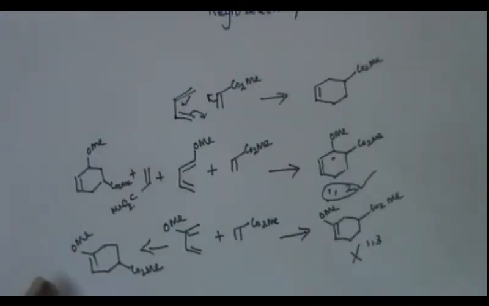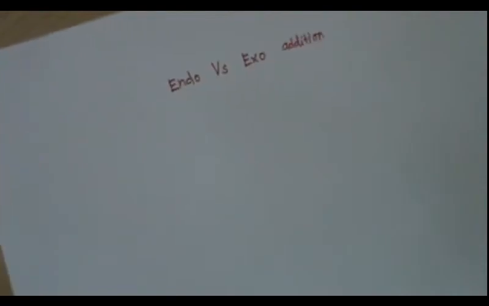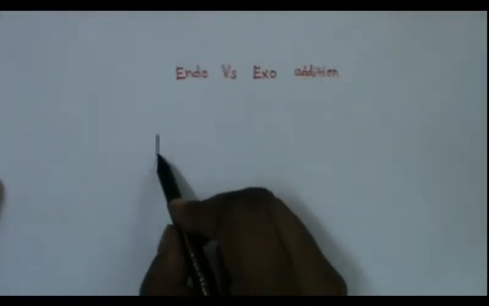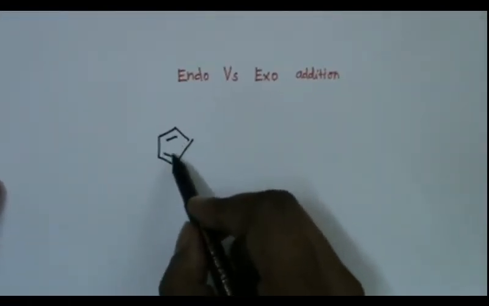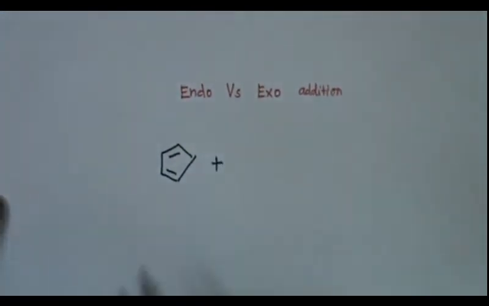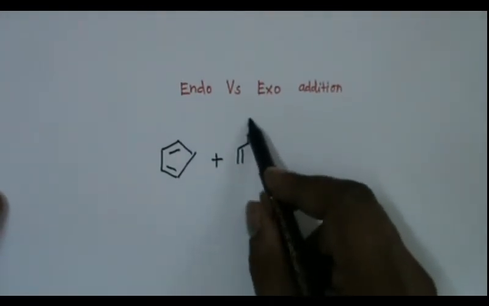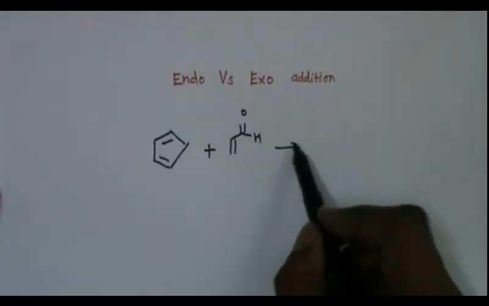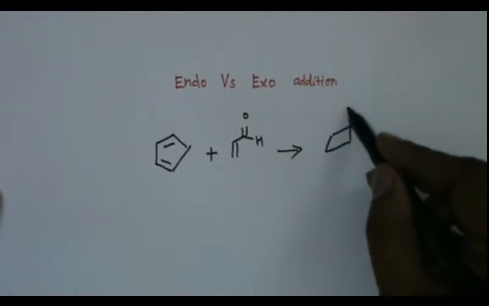The next one is endo versus exo selectivity. This selectivity is most common when a bicyclic compound is formed. That is, when I use this compound cyclopentadiene as the diene and a dienophile, for example this one, acrolein, the product whatever I am going to get will be like this.